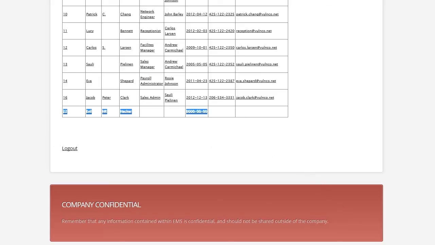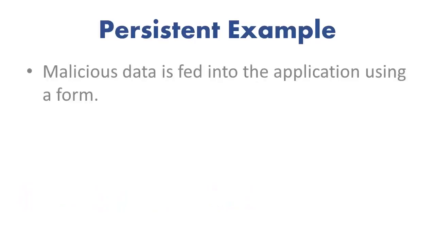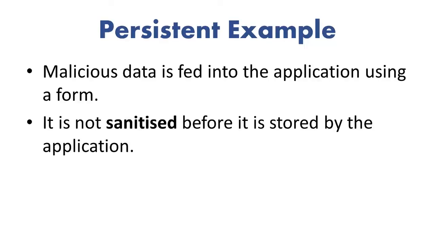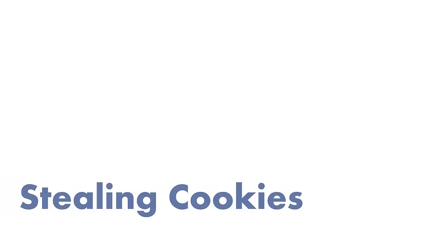More on this later. In this persistent cross-site scripting example, we fed our untrusted data into the application via a form. It wasn't sanitized on the way in or out of the application. As a result, every time the data is called, the code gets executed by the browser.